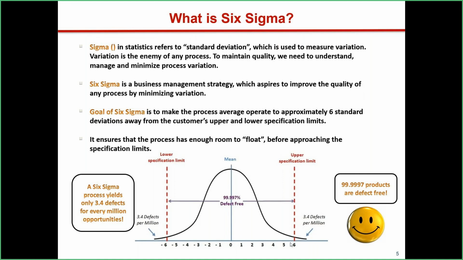So it's all about making sure that the product or service that we are promising to deliver is error free every time. At Six Sigma level, a process yields only 3.4 defects for every million opportunities. We'll come to why we talk about million, but right now just understand this. Any process operating at Six Sigma has only 3.4 defects per million opportunities. That means 99.9997% of products are defect free.